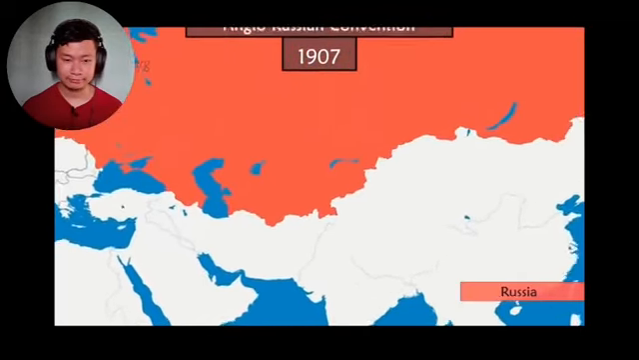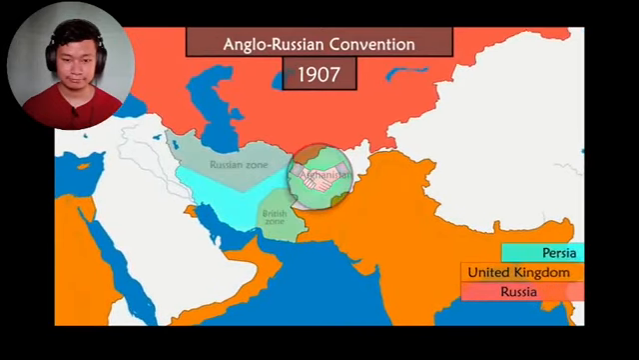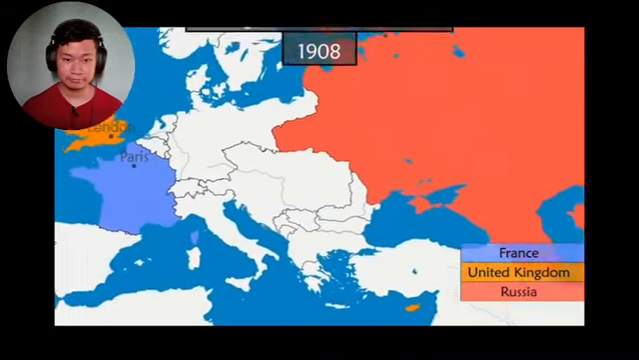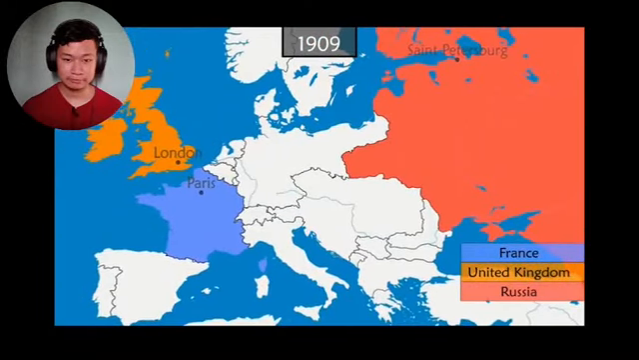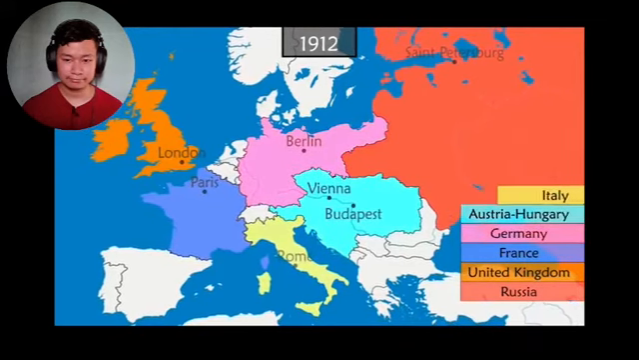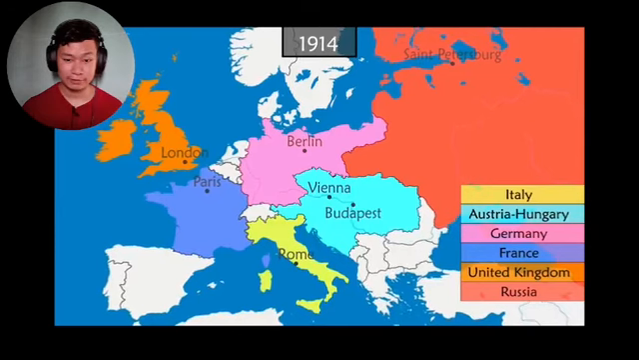Moreover, a rapprochement takes place with the United Kingdom in order to delimit the zones of influence in Central Asia. France, the United Kingdom, and Russia form the Triple Entente, which opposes the Triple Alliance of Germany, Austria-Hungary, and Italy. A total war seems inevitable. The powers are preparing for it.